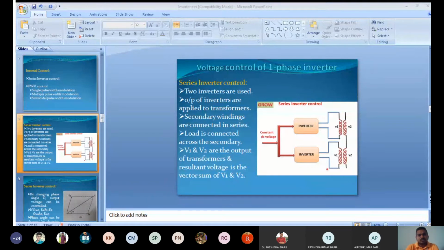The frequency of the output voltage depends on the frequency of the reference signal. Whatever output voltage is generated, this is the output voltage. So the frequency of the output voltage depends on the frequency of the reference signal.